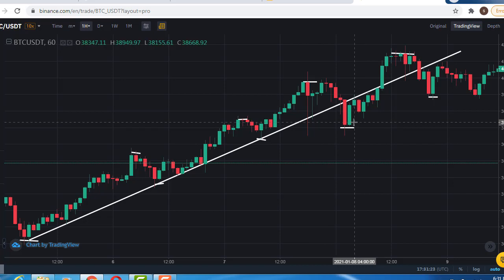So you are entering late. As a professional trader, you enter the market in such a way that you are not coming late and you're not too early to enter the market. That is, you are not entering late or too early.